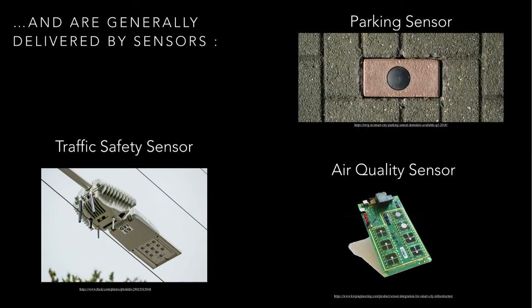Underneath that, we have an air quality sensor, and to the left of that, a traffic safety sensor. And that one is quite interesting, because the City of Portland, that's an example from the City of Portland, they're using it not just for traffic.